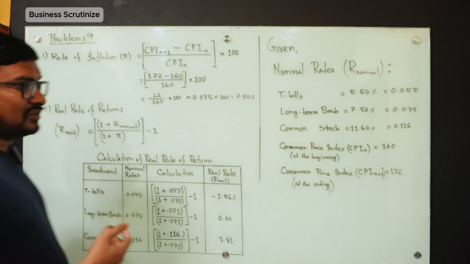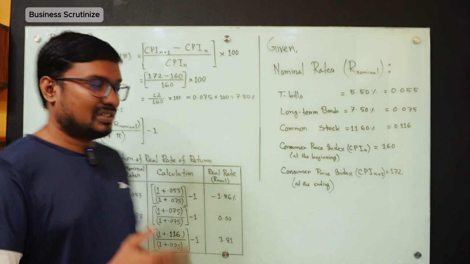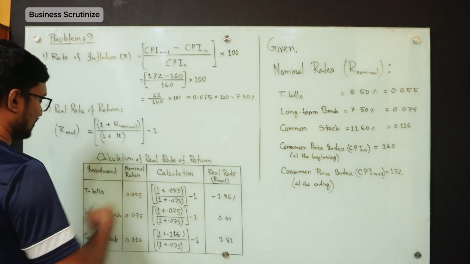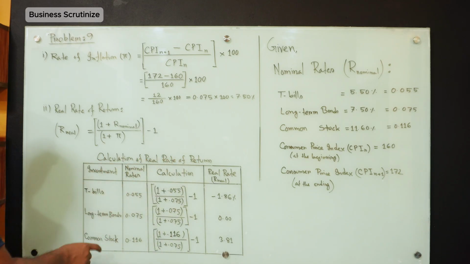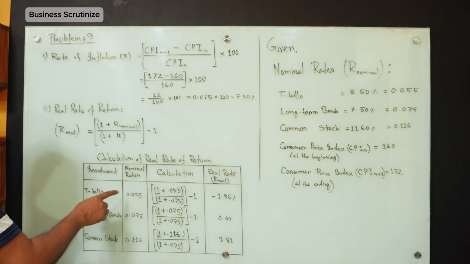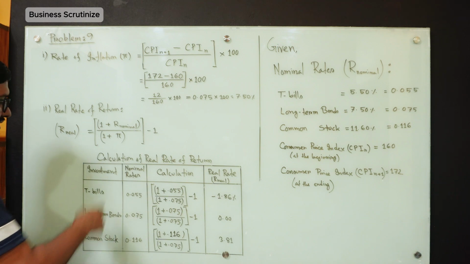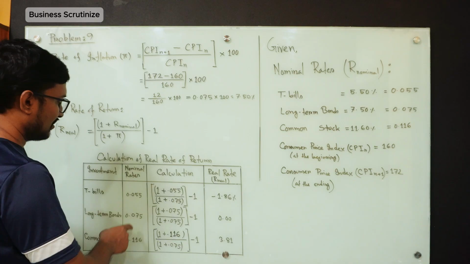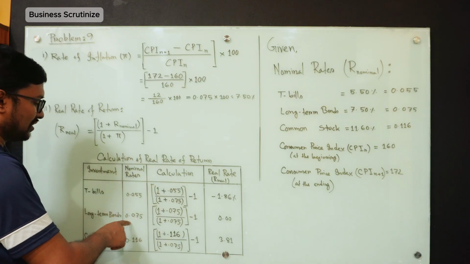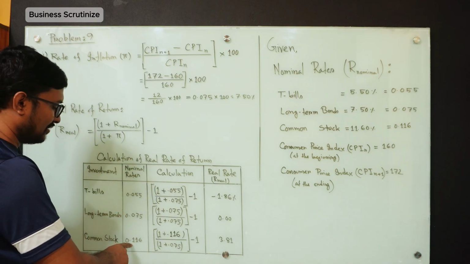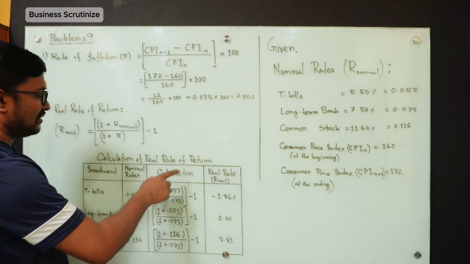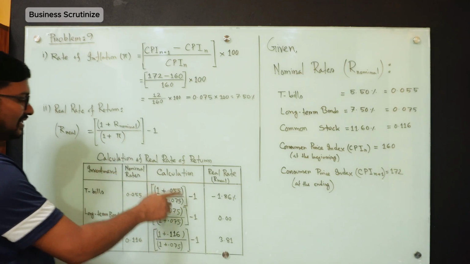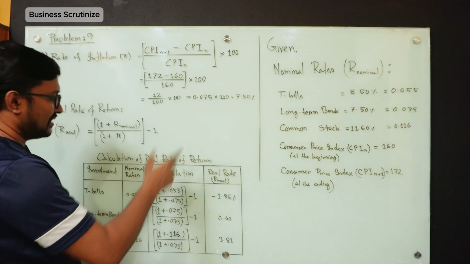Now we can compute this requirement in a particular table. There you can see the calculation of real rate of return. The first column presents the investment: T-bills, long-term bonds and common stock. The respective nominal rates we have input into the second column: 0.055, 0.075 and finally 0.116. Now in the calculation column we have to show the formula and input the data given.